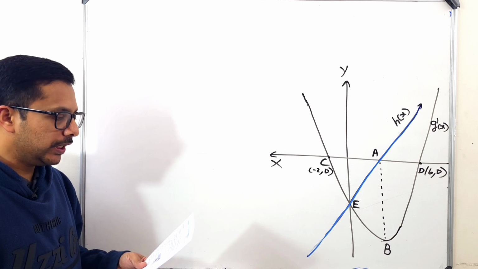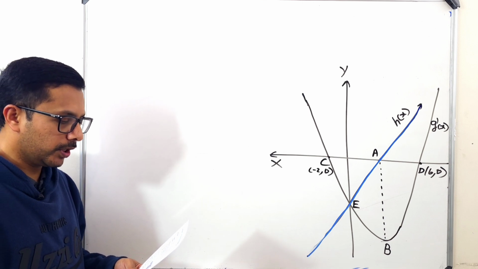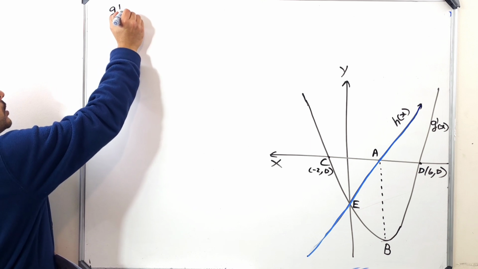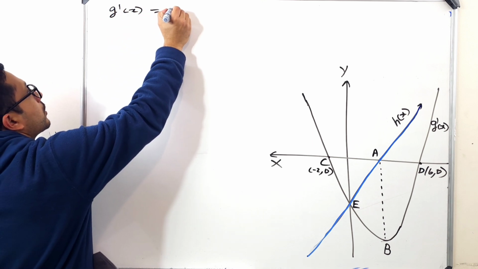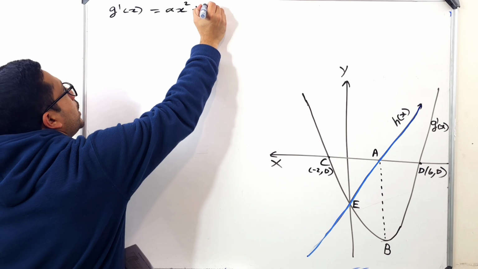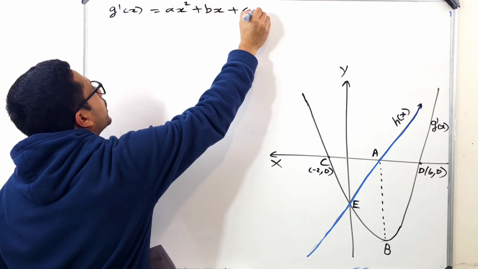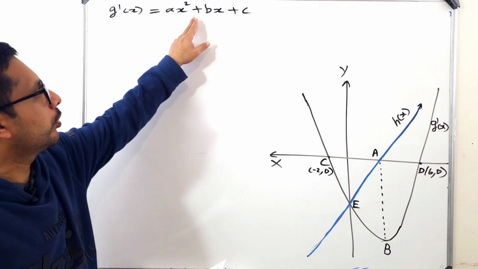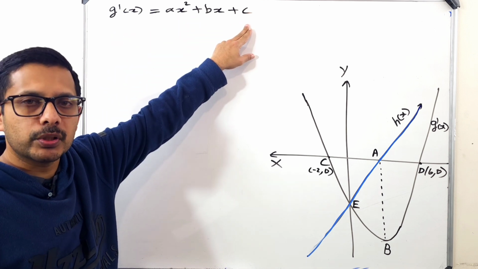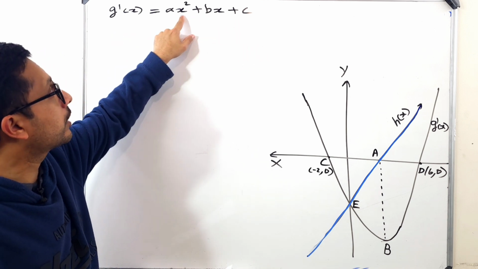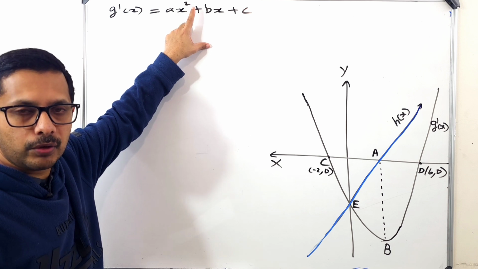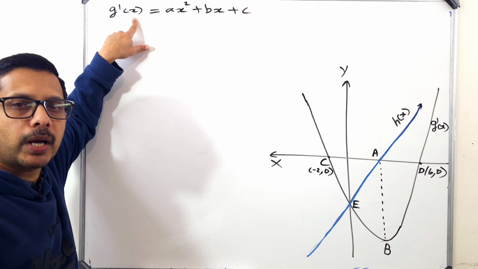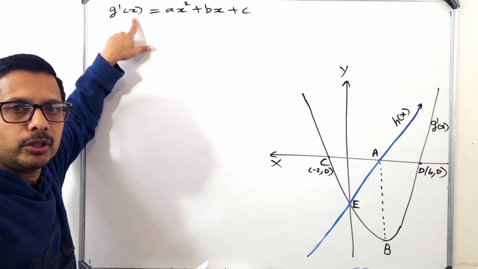The graph of g dash of x is equal to ax square plus bx plus c. So there is a function g dash of x, ax square plus bx plus c. From that equation itself, you can understand that ax square is a quadratic graph. Am I right? And what is given here? G dash of x or g prime of x. Okay, so what is the meaning of that?